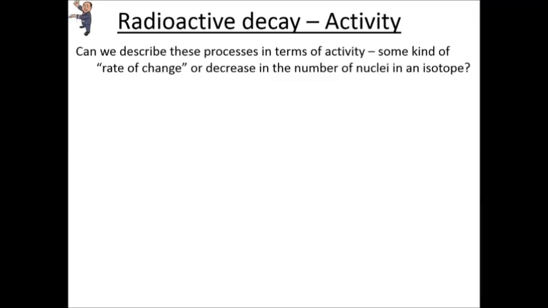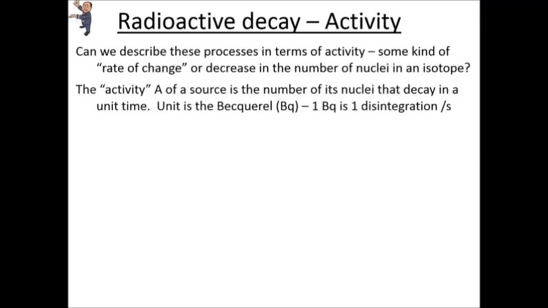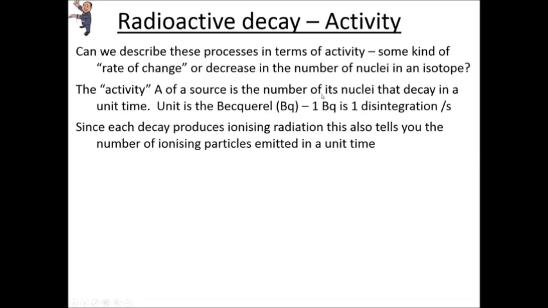This leads us nicely to the idea of activity. Activity is sort of a rate of change, and this is going to be a decrease in the number of nuclei in an isotope. So it's the number that decay. The activity will be the number that decay in a particular unit of time. Normally we talk in becquerels, and becquerels is one decay or one disintegration per second, but again you can have this as disintegrations per minute or per hour or per year, depends on the question.